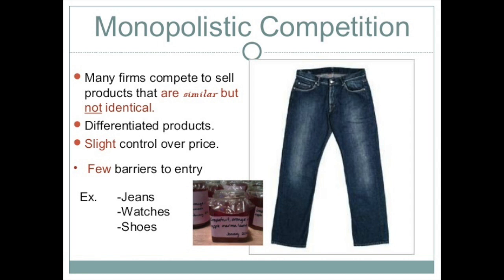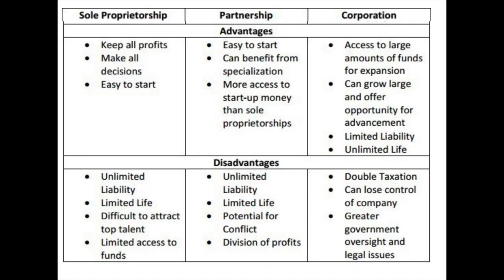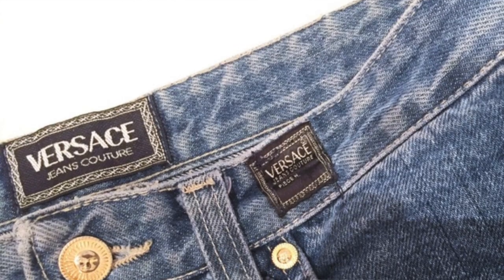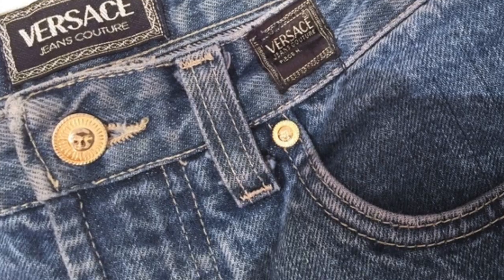And because those products are different, they do have some price control. This is why, in a market like monopolistic competition, there is a difference in price. Again, the difference between perfect competition and monopolistic competition is the differences in the products. They're going to be able to control their price. That's why Versace can sell their jeans for like $1,500 and why Faded Glory costs $29.95. It's because there's a difference there, and so because there's a difference, there's some price control.